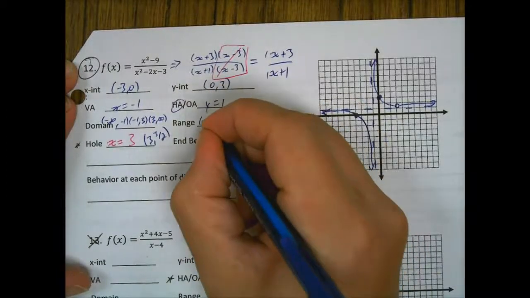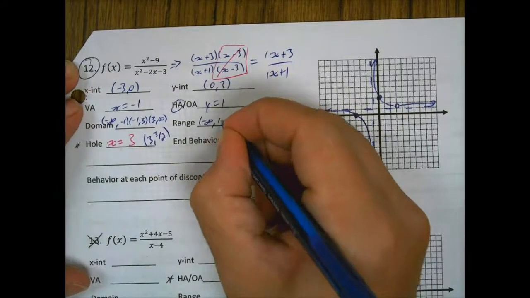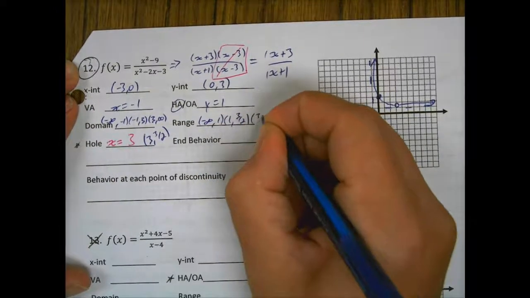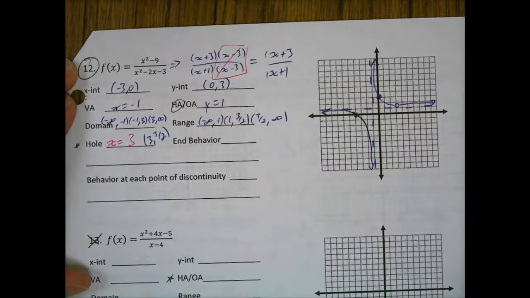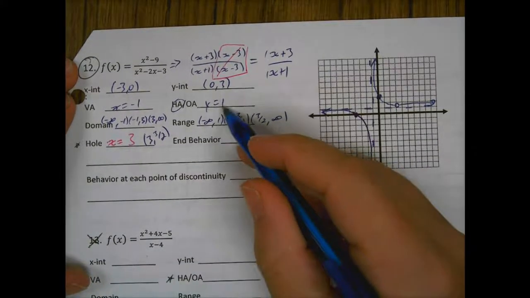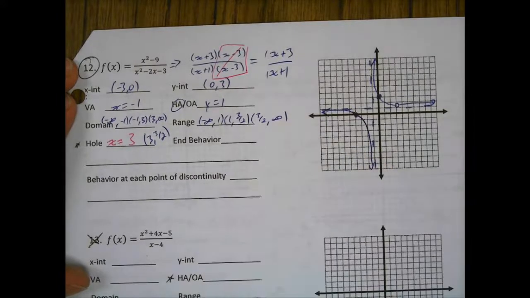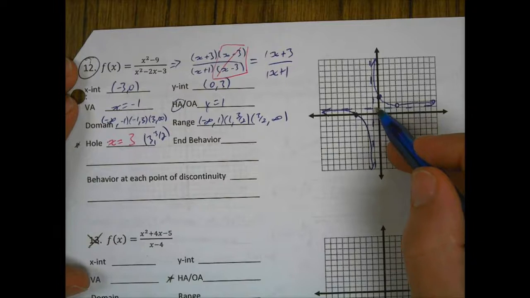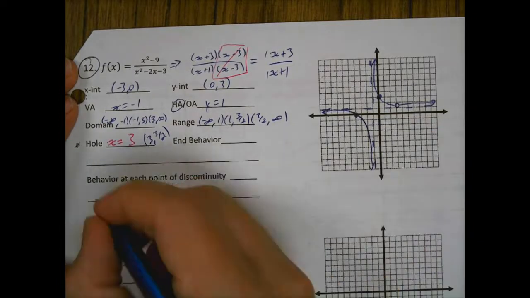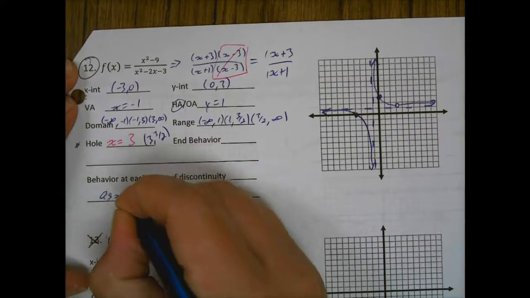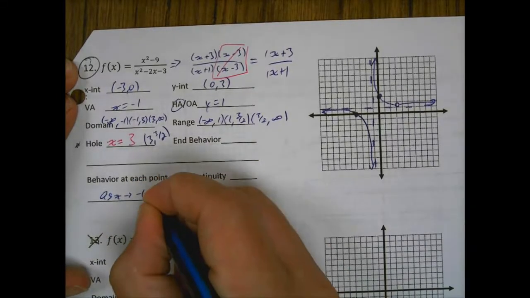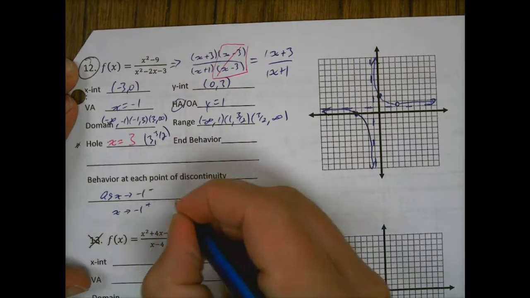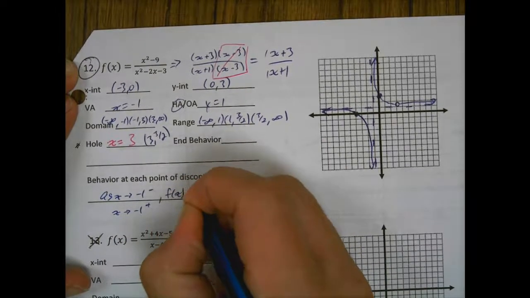Range, same sort of deal. We have -infinity to 1, and then 1 to our hole, which is 3 halves, and then 3 halves to infinity. End behavior, same as going to 1 in both directions, so I won't worry about that for right now. Behavior at each discontinuity. We have our infinite discontinuity at -1, so I can say as x approaches -1 from the left, and x approaches -1 from the right, what f of x does, or our y values.